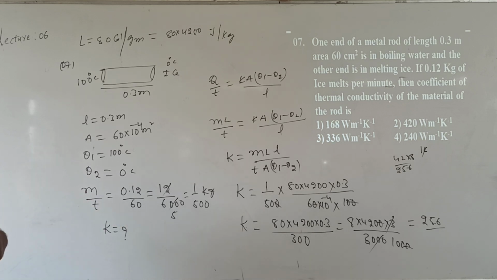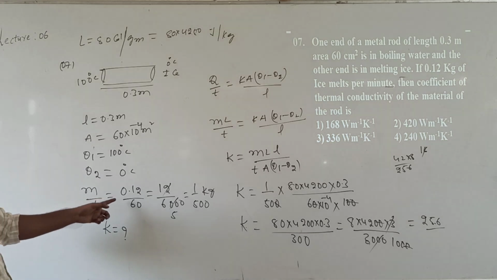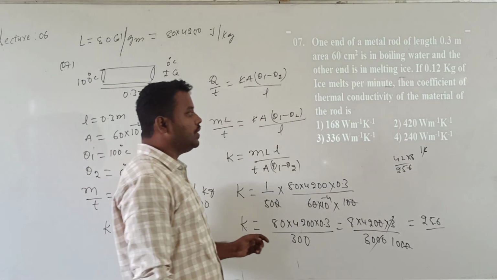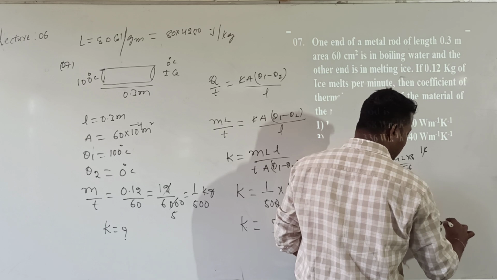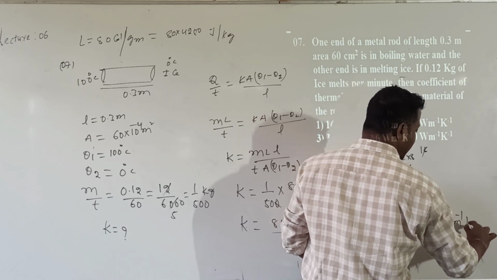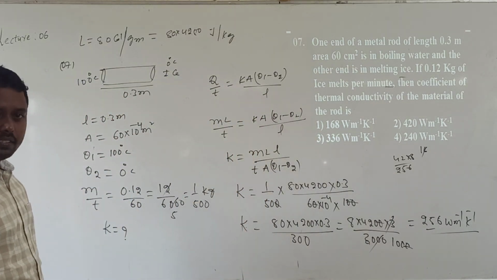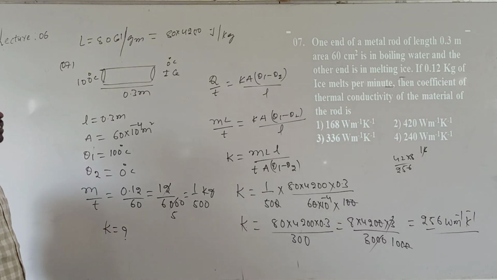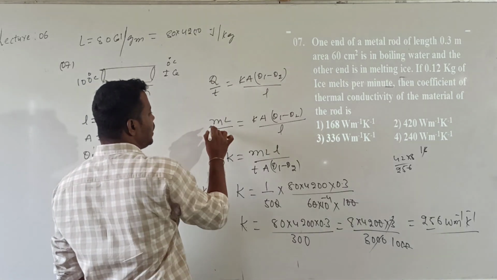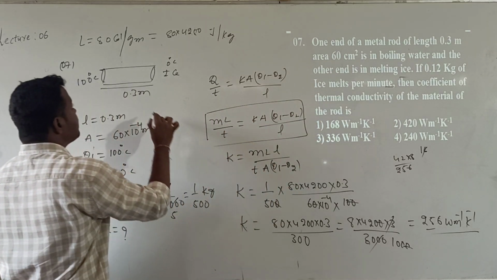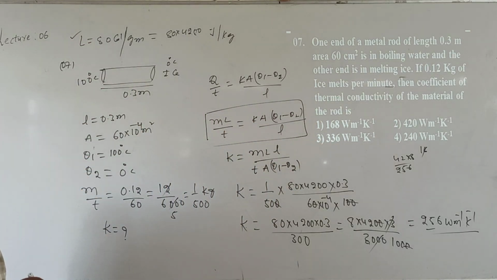So the m by t value given is very small, 0.12 kg per unit. So we'll get the answer here, 256 watt per meter per kelvin. Okay now, I think they gave the option 336. So once you also check this option, the formula no doubt, this is only Q is equal to m by A, and conversions are also everything correct. L value is 80 calorie per gram. So 80 into 1 calorie value 4.2 joules, that is 42,000. So remaining everything is calculated correctly.